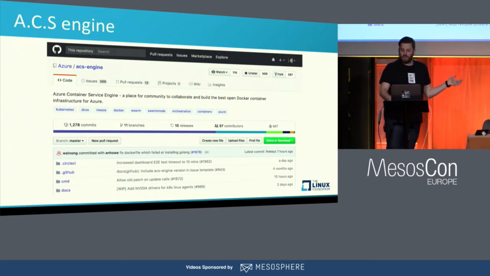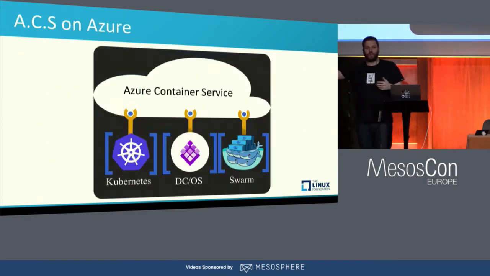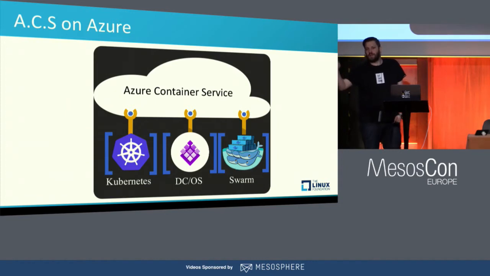When you're deploying and using ACS here, basically it's the Microsoft way. You can go on the portal or use the CLI, click next, next. You have a bunch of different interfaces. So this is my cluster: I want 3 masters, 5 nodes, this is the size I want, and so on.